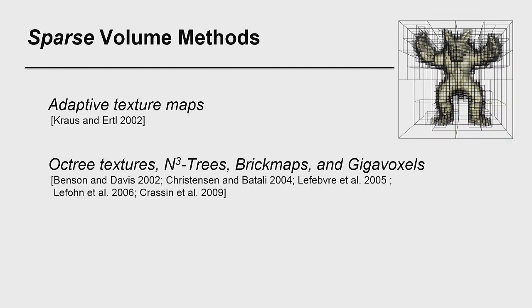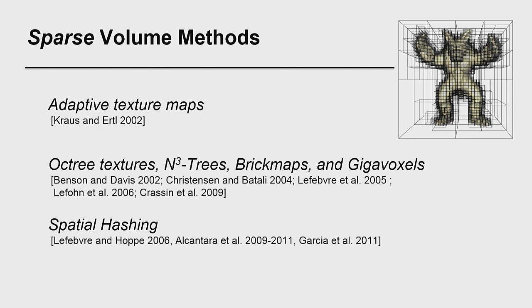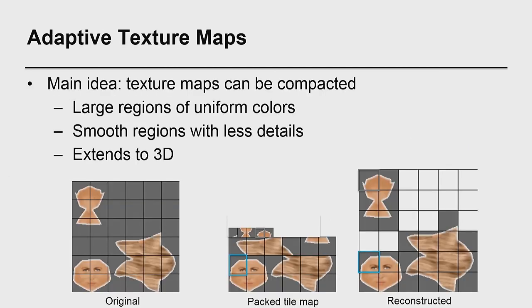And this is what these methods are going to do. So I'm going to start talking about first with adaptive texture maps. That's not quite using volumes per se, but it has very similar ideas. And then octree textures and N-cube trees or brick maps and gigavoxels are just going to be different ways of exploiting that sparsity. In this context, we also have spatial hashing that will use a different way of, again, packing that sparse data. So let's start talking about adaptive texture maps.